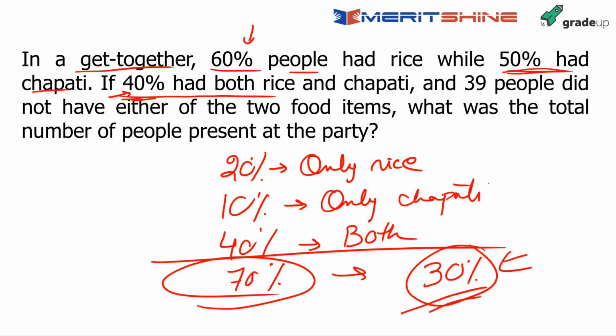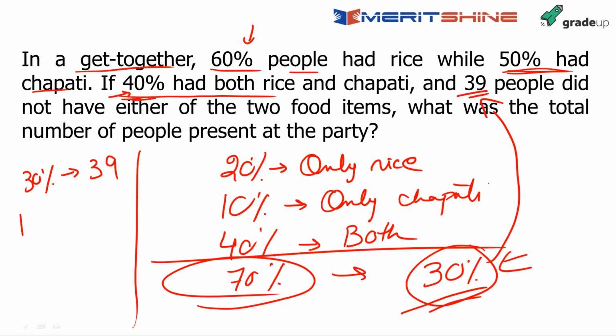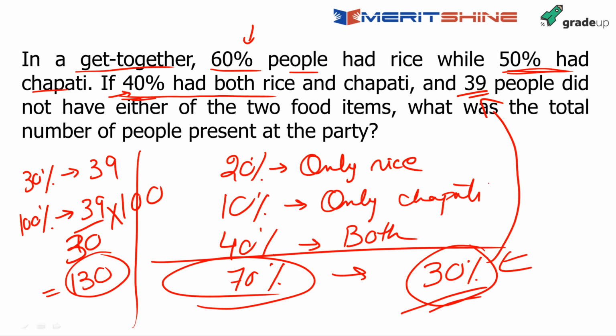Very simple concept. The moment you see it, you get the answer in 5 seconds. But in this case, it's written that this 30% here is 39. If 30% here is 39, he is asking what was the total number of people present at the party. Again, unitary system, if you do not still understand it: 30% is 39. What is 100% then? I'm just using common sense, 7th grade mathematics. If this is 39, then 39 by 30 into 100. How much is this? 130. I just use the unitary system, simple basic mathematics.